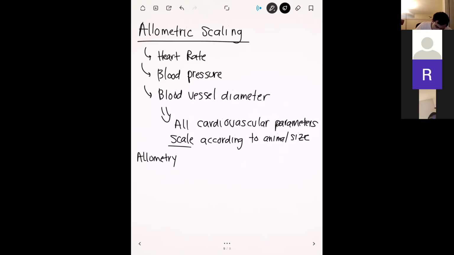Right? And so let's give a definition now. Allometry is the study of the relationship between body mass and the shape, anatomy, physiology, and other behaviors of certain animals. Okay.